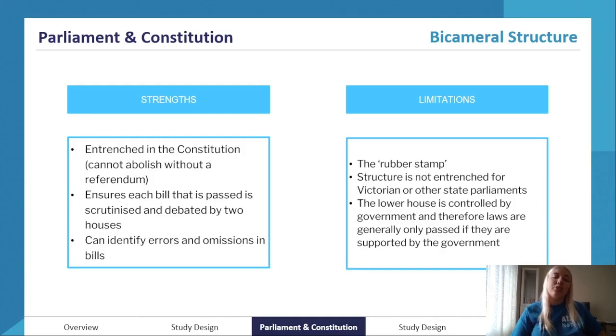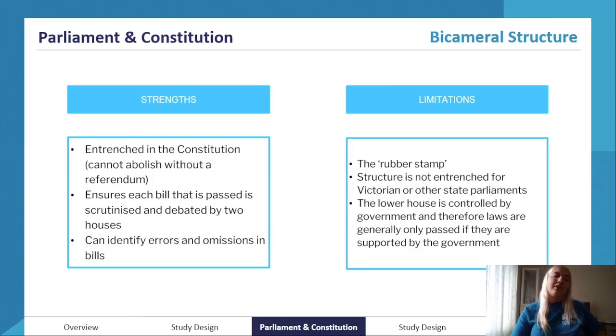Additionally, this ensures that each bill that is passed is scrutinized, so critiqued and debated by two houses. And this means that government cannot just pass through bills that they want, laws that they want, without the approval of the upper house as well, which we said the composition is different. They actually represent the interests of the states. So because there is a different composition, that bill will still only truly come to pass if it is a good bill and it is appealing to other parties as well, due to that different structure. Another strength is that it allows us to identify errors and omissions in bills.